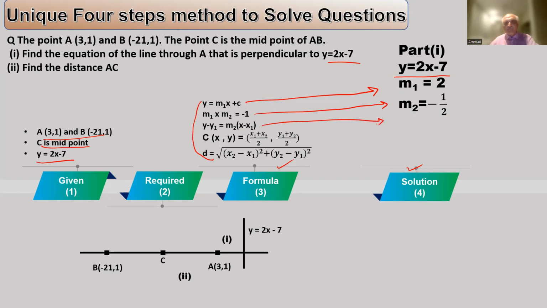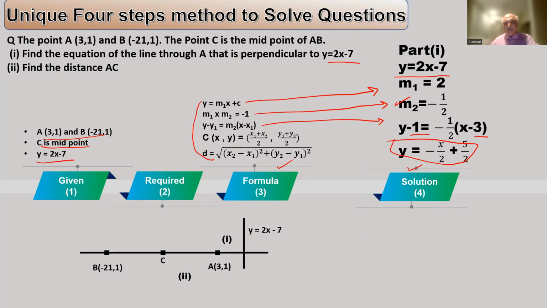And this formula we apply to find the equation of the line. The line is passing through point A, and the slope we have already found out. So we apply this equation. These are the coordinates for point A, and this is the slope. Rearranging it, we ultimately get this equation, which is the required equation, passing through point A and perpendicular to this one.